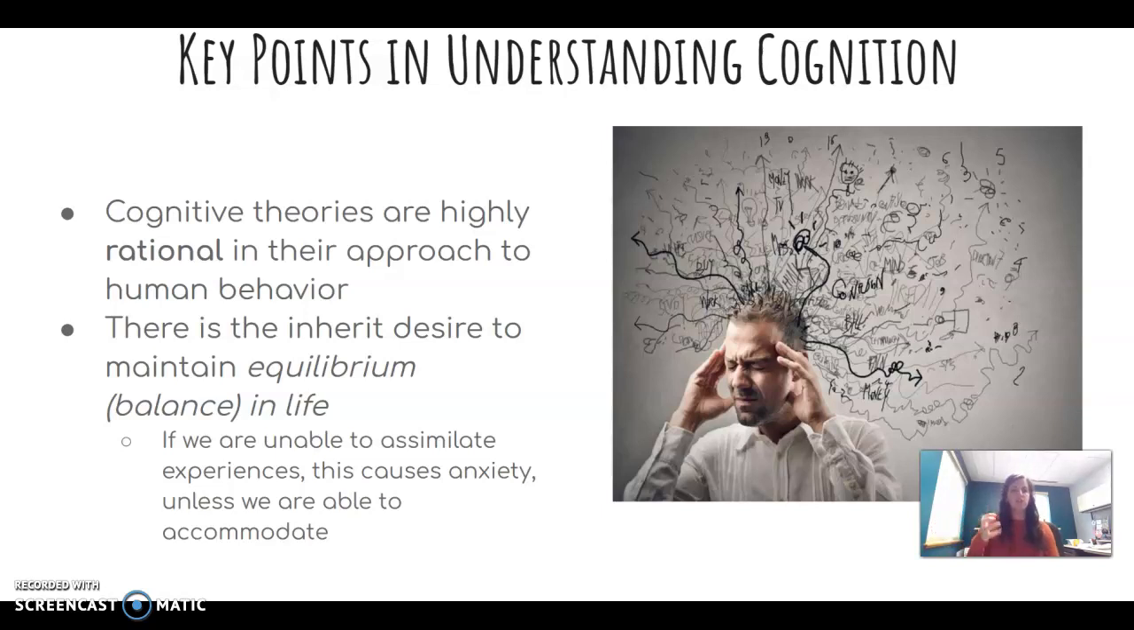So when your schemas are being challenged and you can't accommodate new information or new changes into your existing schema, that is what triggers anxiety, unless we're able to figure out how to accommodate them. So if the child finds out that they're having a male teacher in fourth grade, that is throwing off the equilibrium and what they've experienced and what they've known for the past however many years in school. They might experience some anxiety because it's an unknown and they don't know how to interpret the new information of a male teacher.